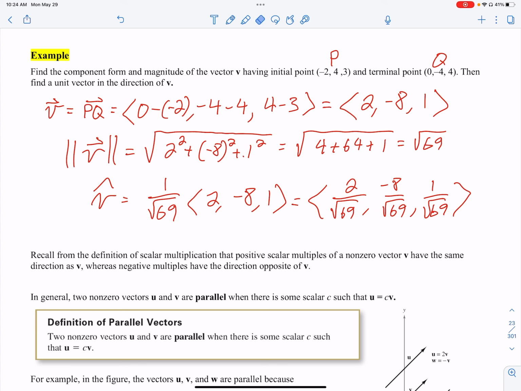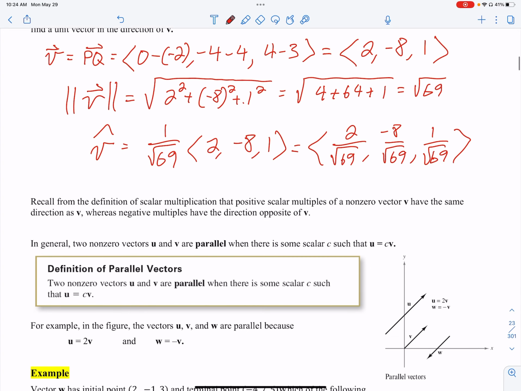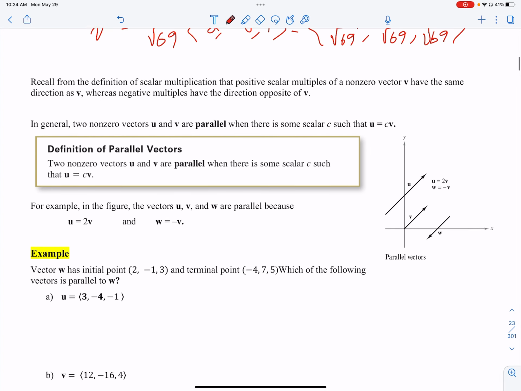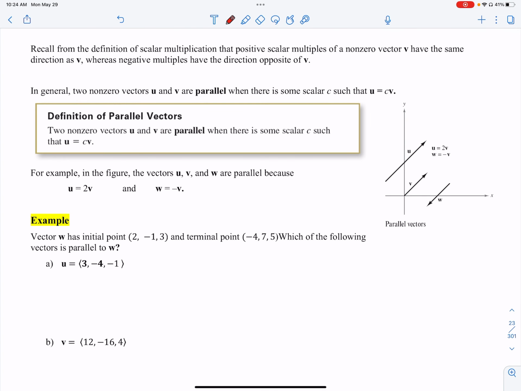There's a very ugly v here. Sorry for my second grade handwriting. I know it's not the best, but I think it's legible. So hopefully it is. Okay, so we have to move to a new definition, parallel, given vectors.